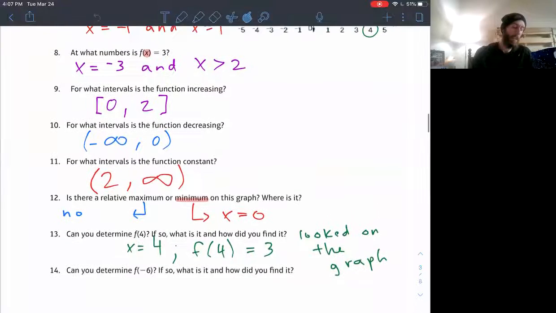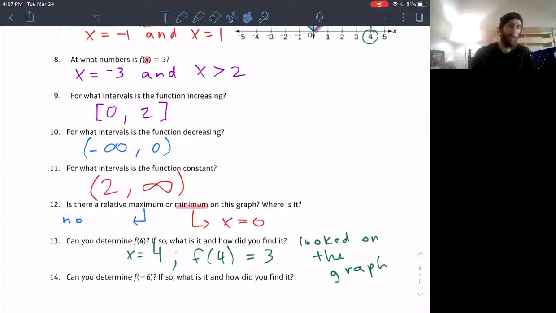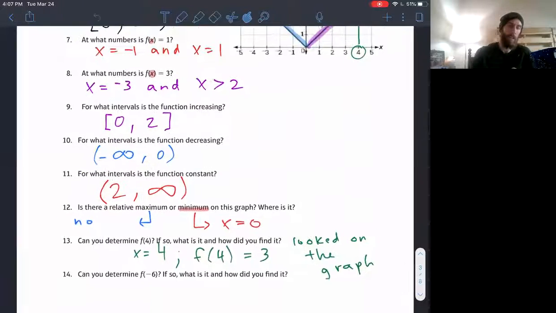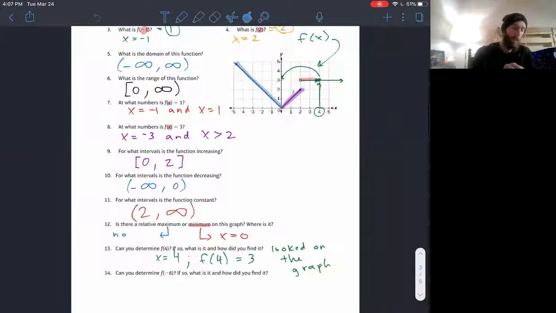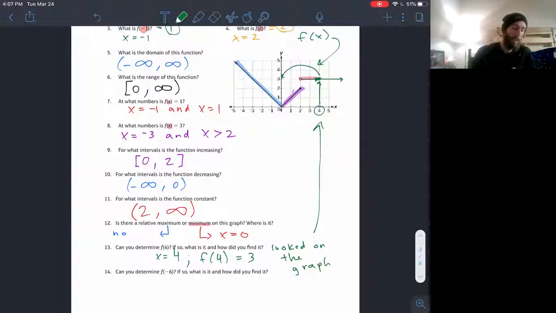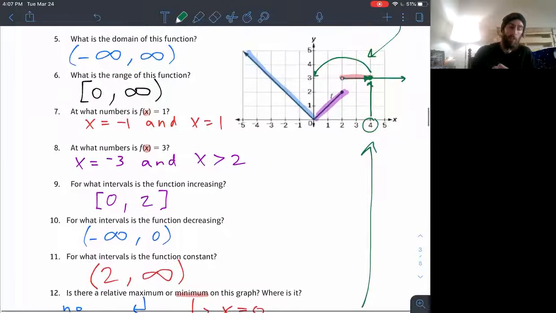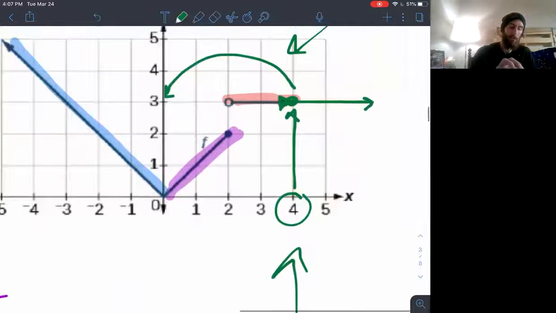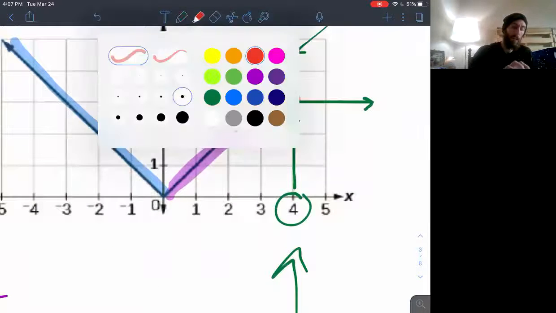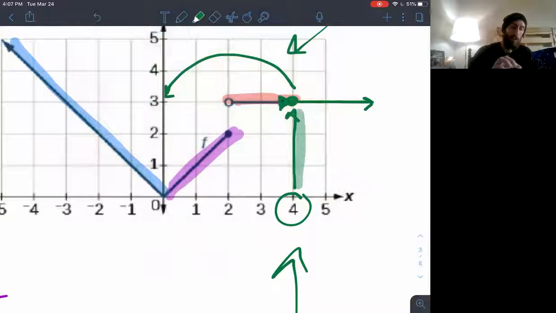To explain this, I'm going to jump back to problem number 13, where we were asked to evaluate f of 4. When we did this, we looked on the graph and said, if we're looking for f of 4, that's where x is equal to 4. So we cruised on up to the graph, said, okay, here's where x is equal to 4. And then we went up to where this actually existed on the graph itself.